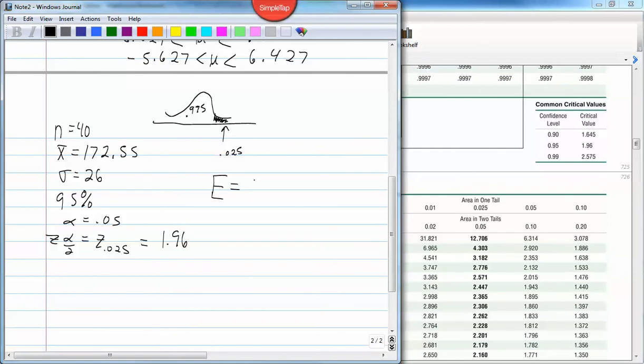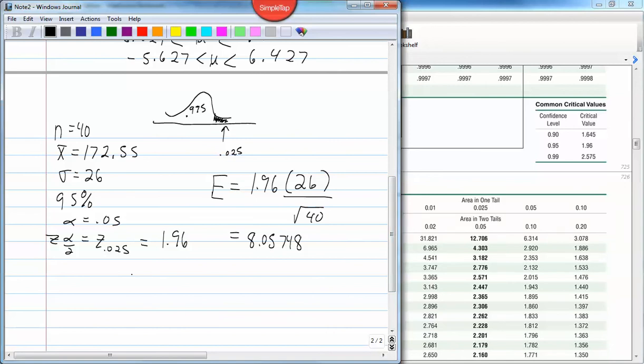The margin of error is the critical z-score, 1.96, times the standard deviation, that's 26, over the square root of n, where n was 40. Alright, so I'll do that real quick. And so I got my margin of error as 8.05748, and it just keeps going on and on.